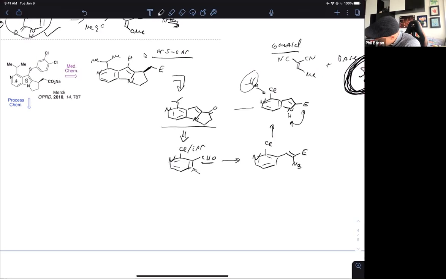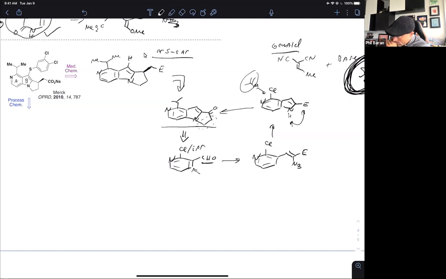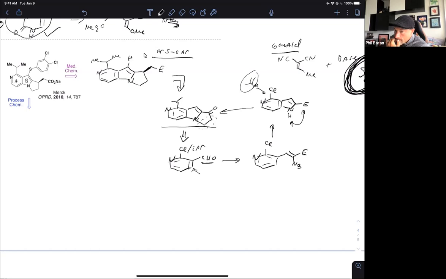So how do I go from here to here? I need these two carbons to be put in. And there's a nice way to do this. It uses some undergraduate chemistry. Okay. So I guess formally, you need to add the carbon into the carbonyl, and you need an electrophile for the nitrogen to attack.